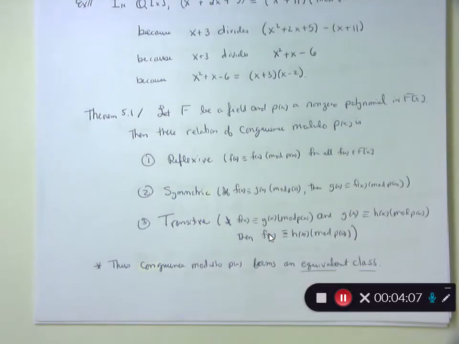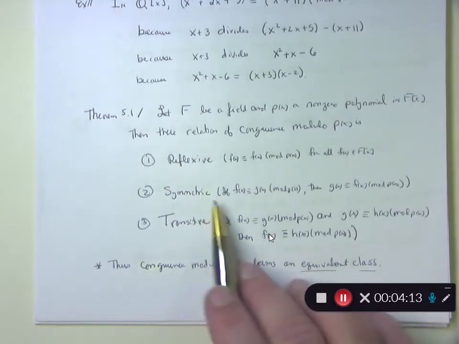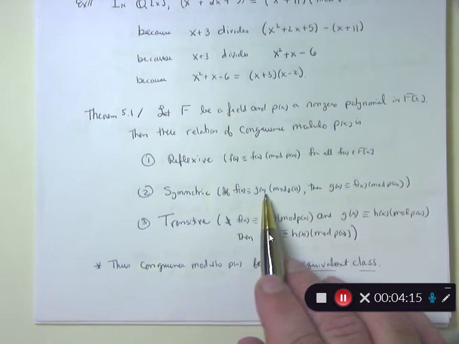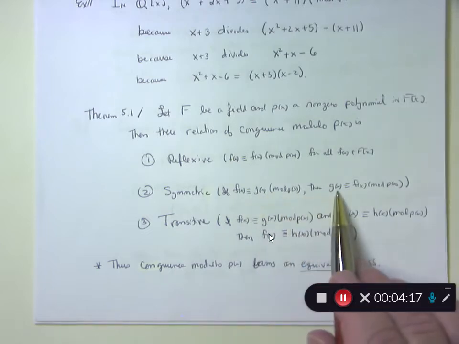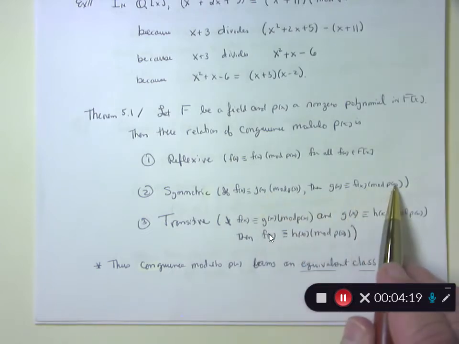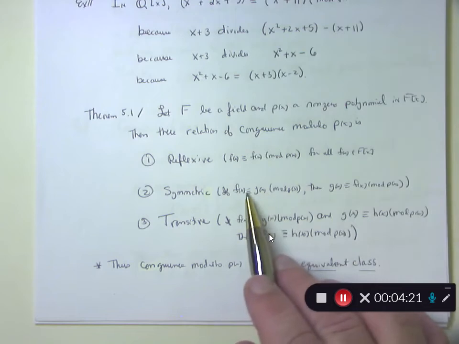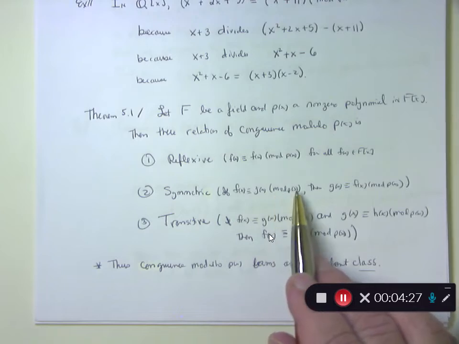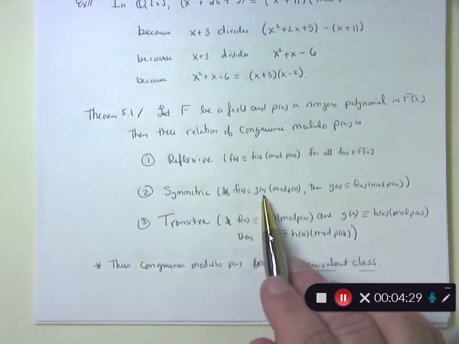Symmetric. Well, if A is equivalent to B, then B has to be equivalent right back to A. That's only fair. That's called the symmetric property. If f of x is congruent to g of x mod p of x, then g of x is congruent to f of x mod p of x. Now, why is that? Well, here's the deal. The definition of congruence modulo p of x means that f is congruent to g mod p means that p of x divides f of x minus g of x.